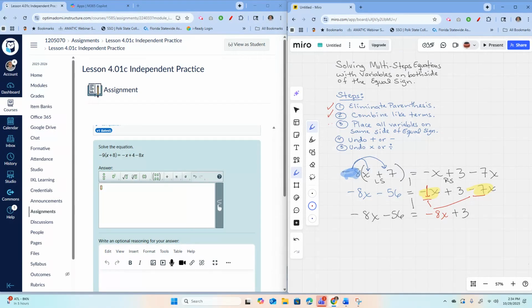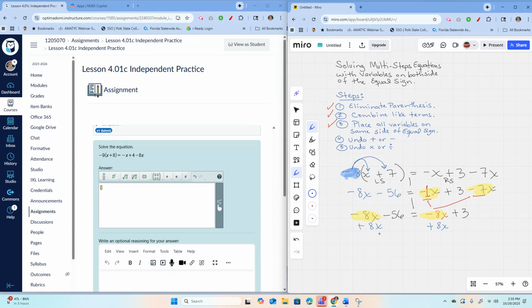Step number 3, place all variables on the same side of the equal. Now, I like letters on the left side, not on the right side. I hope you notice we have an x on the left side and an x on the right side of the equal sign. So what I'm going to do is go to the right side and get rid of the minus 8x, which means I'm subtracting 8x. The opposite of subtracting is adding. So I'm going to add 8x on both sides.